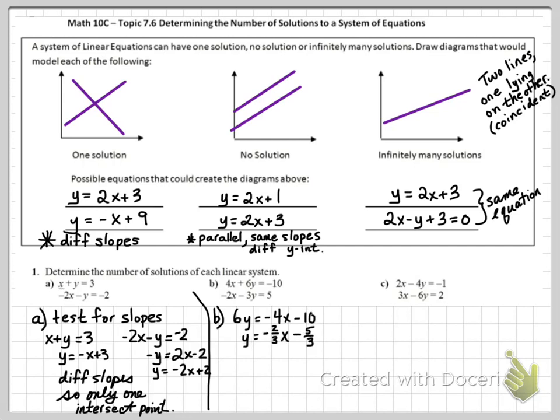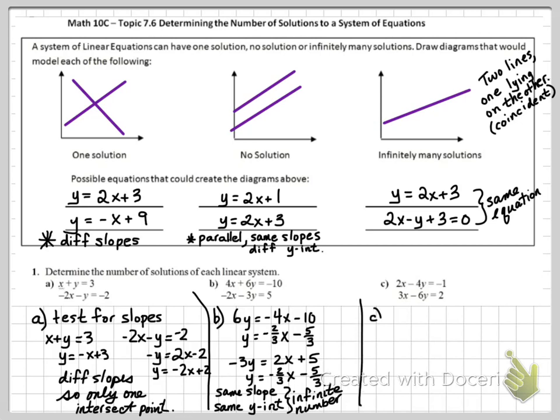Let's move ahead to the second one. 4x plus 6y is equal to negative 10. Rearranging this, y will equal negative 2/3 x minus 5/3. And the second equation, dividing both sides by negative 3, gives me negative 2/3 x minus 5/3. And since they have the same slope and the same y-intercept, we must have an infinite number of solutions. The two lines are the same.